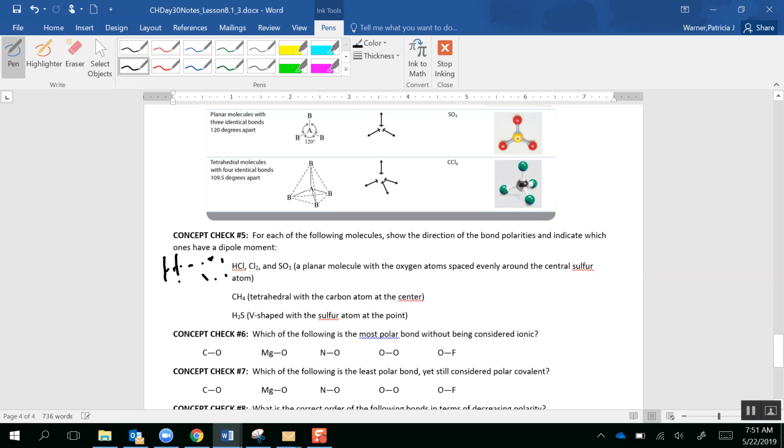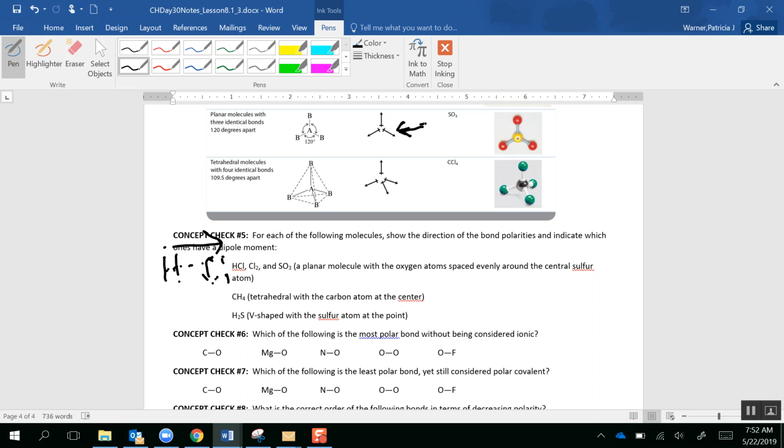HCl: the dipole moment is going to go towards the Cl because Cl is more electronegative. Cl-Cl is not going to have a dipole because those atoms are the same. They're going to have the same pull. And then SO3: if you'll look up here, this example is SO3, and it shows there are dipoles in the bonds, but they cancel each other out.